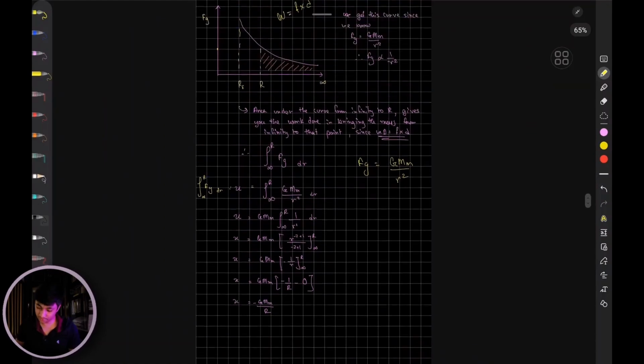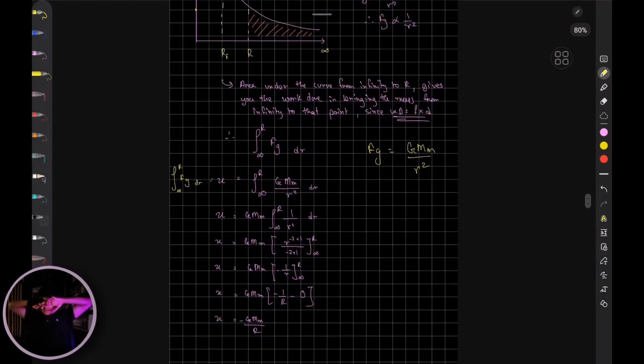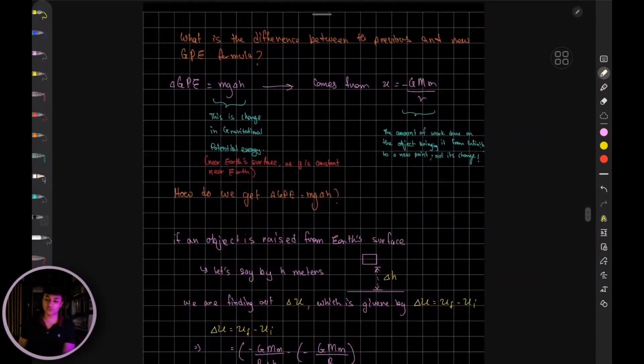Right. So this is your formula for gravitational potential energy. In this part, we're going to see the difference between the previous and the derived gravitational potential energy formula. I've already mentioned towards the beginning of the video that in the case of mgh, the formula we used previously, the value of gravity, g, was actually a constant that is near the surface of Earth.